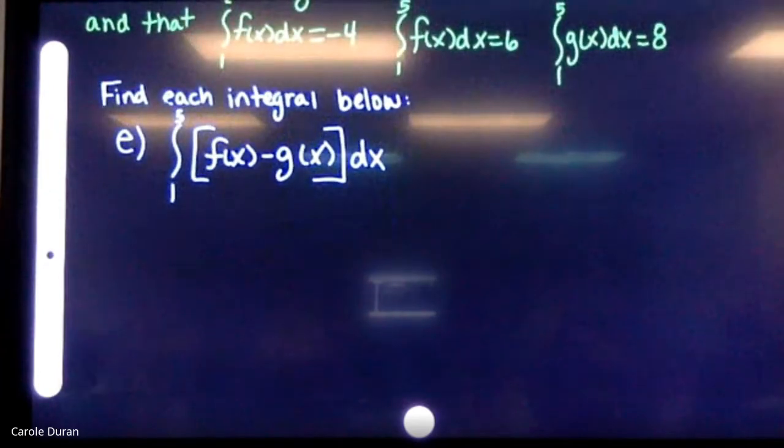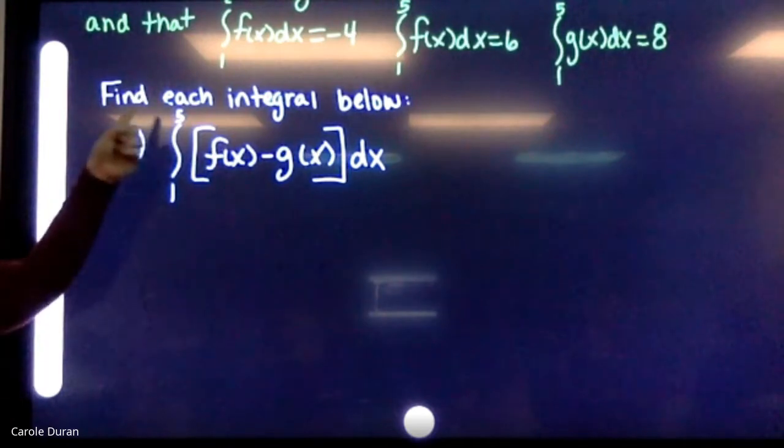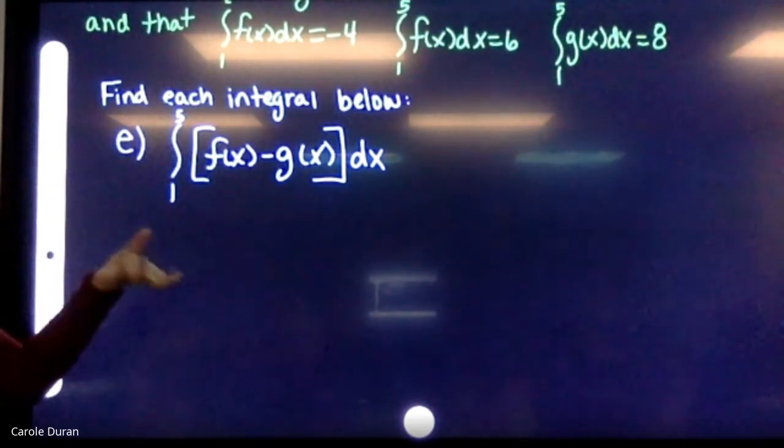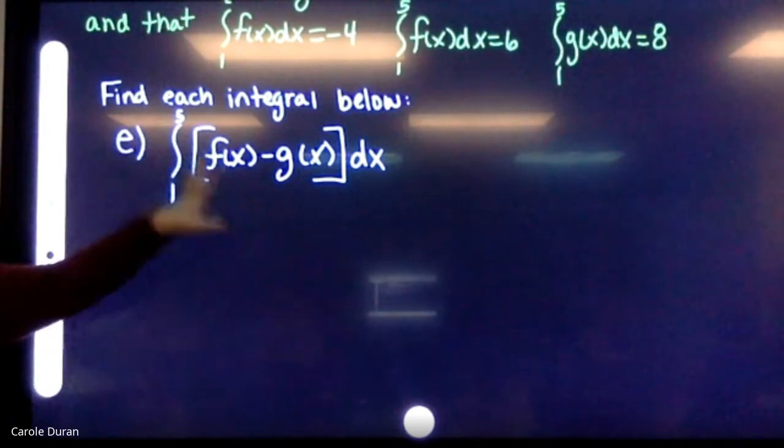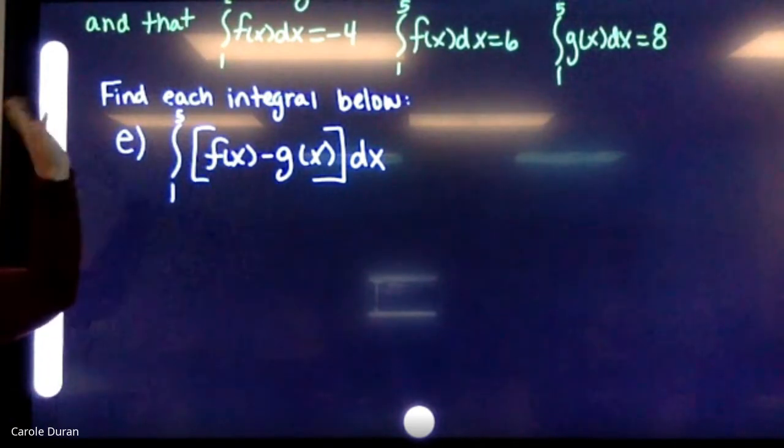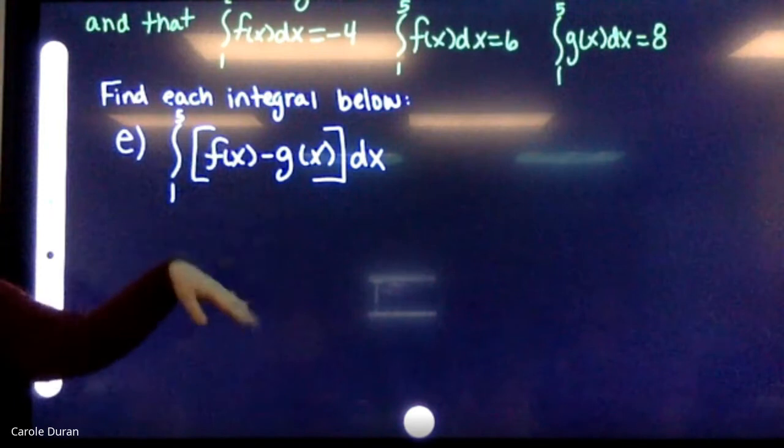Okay, so now for this example, I would like the integral from 1 to 5 of f of x minus g of x. I know I don't have that information, but is there any way I can separate this into two integrals? Could you just do f of x dx minus g of x dx? Right. So I would separate this into two integrals, each going from 1 to 5. One of them will be f of x dx, the other will be g of x dx. And I will follow the same order it's written here, so it will be the integral of f of x minus the integral of g of x.